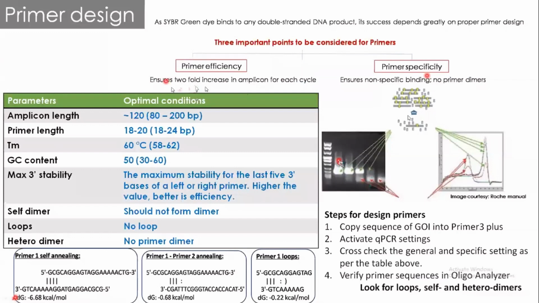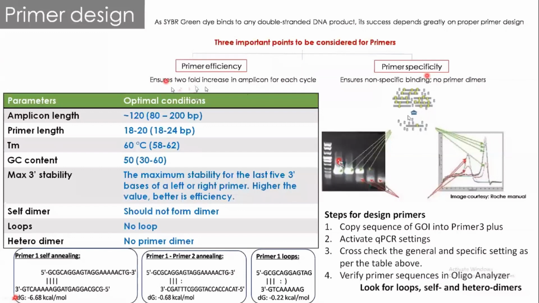If it is too small, then that will cause non-specific binding. If it is too large, then it will have a higher melting temperature, and subsequently a problem in binding or annealing to the target gene. The melting temperature should be around 60 degrees Celsius, and the forward and reverse primers should have melting temperatures within 2 to 3 degrees Celsius of each other. The GC content should be around 50.